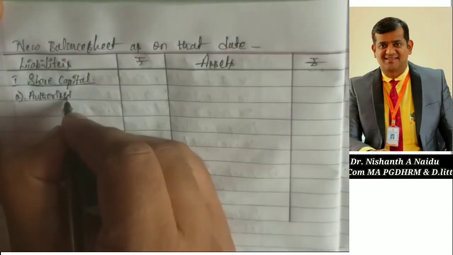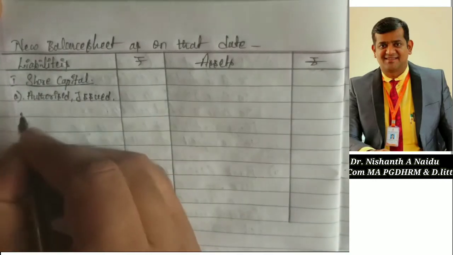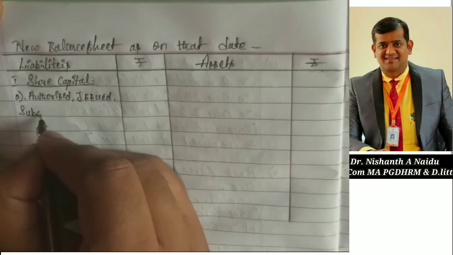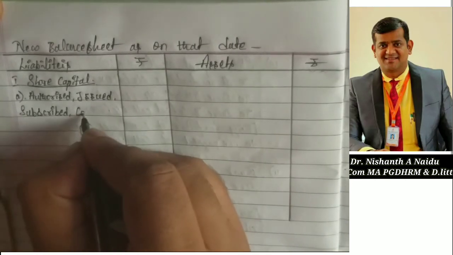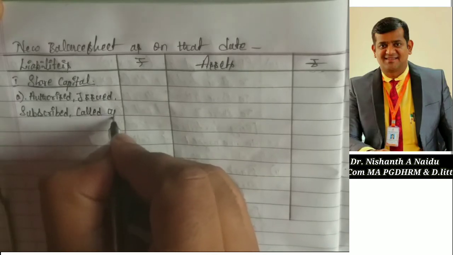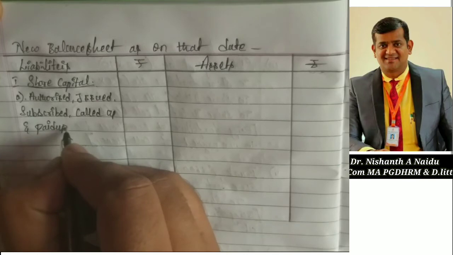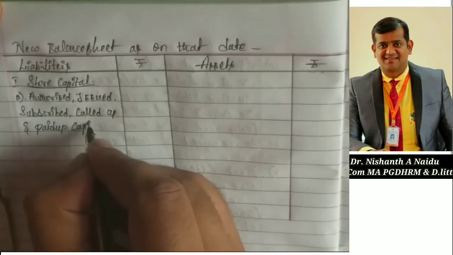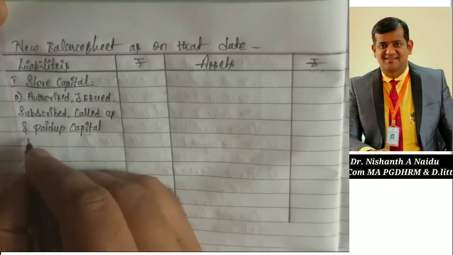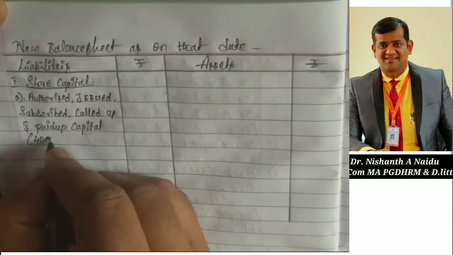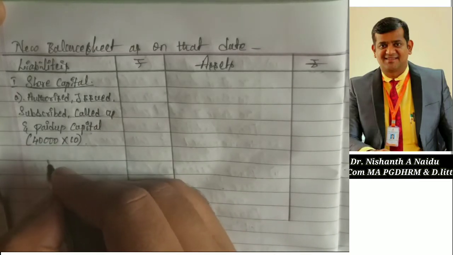authorized, issued, subscribed, called up and paid up capital. Called up and paid up capital. So how much? Number of shares the company has 40,000 at rupees 10 each face value.